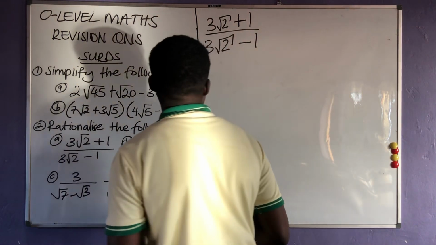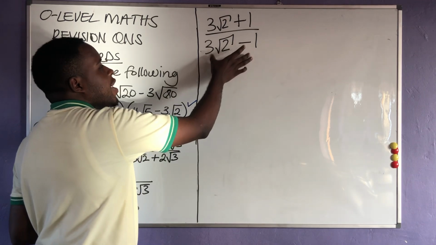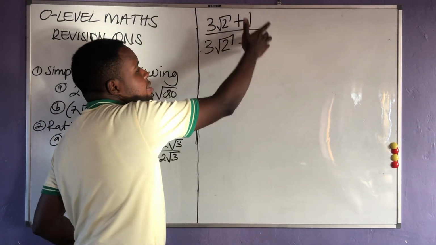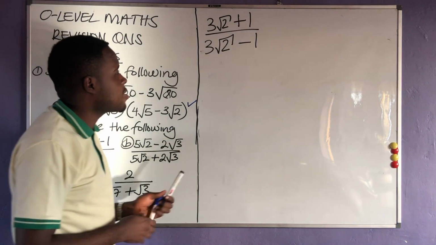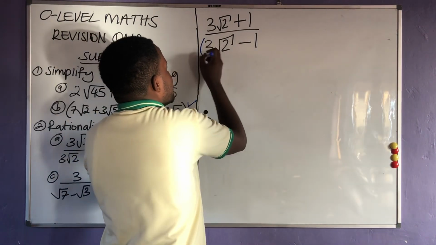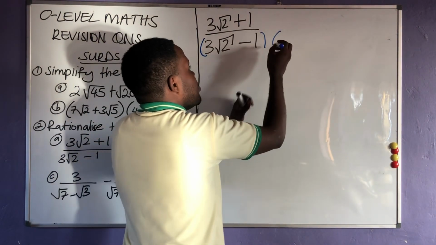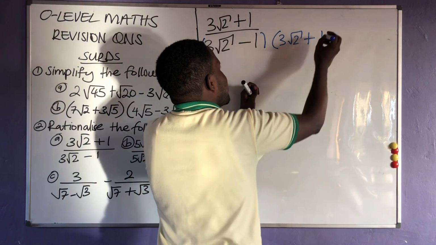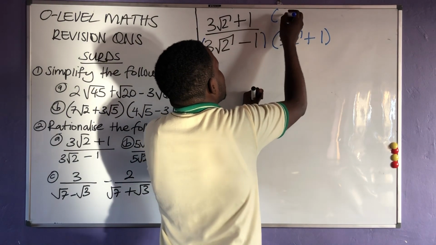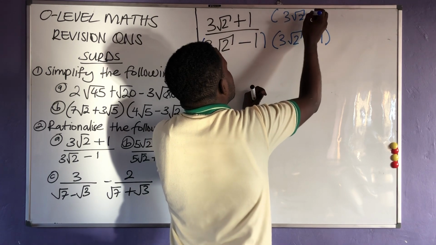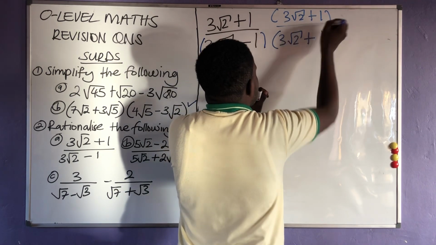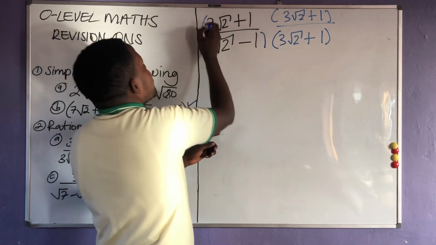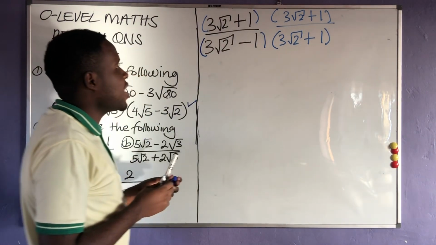And how do you do that? You will multiply by the conjugate of the denominator, both up and down. Let us do it. So the conjugate of this denominator is going to be 3 root 2 plus 1. You just simply change the sign. You also multiply it up: 3 root 2 plus 1. Don't forget the division sign. So we can also put some brackets there and we can expand.